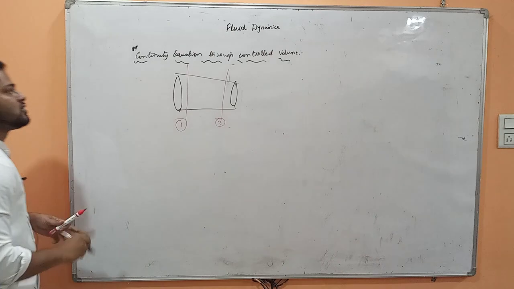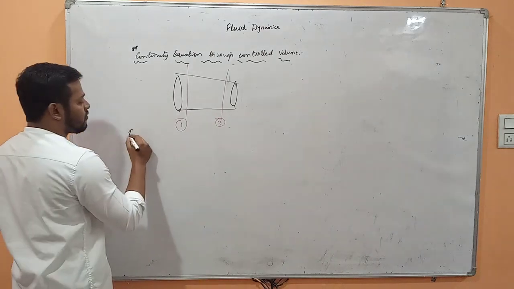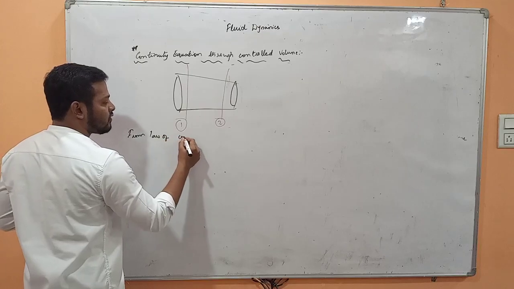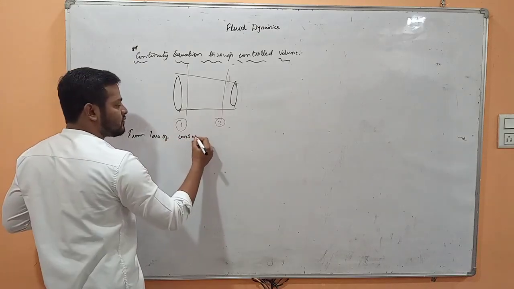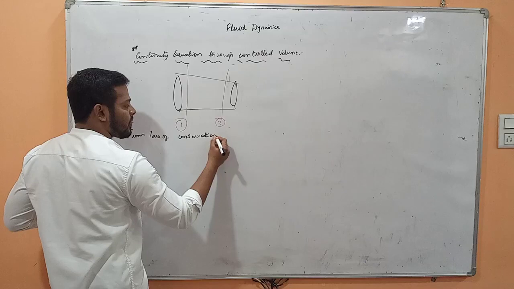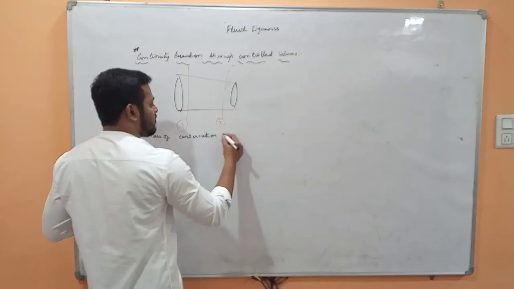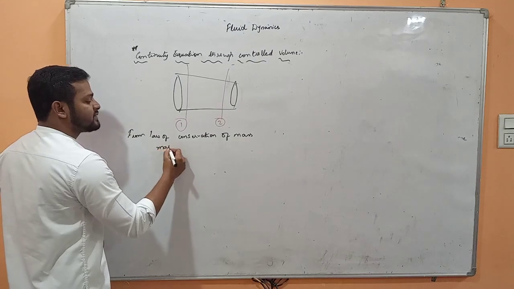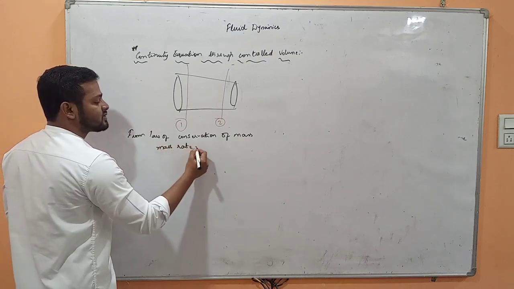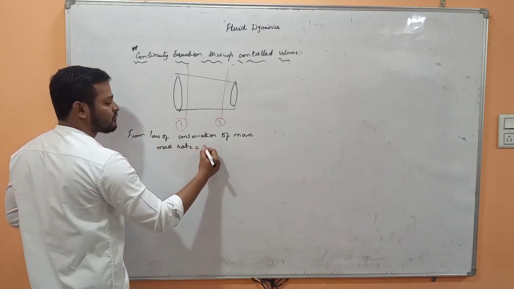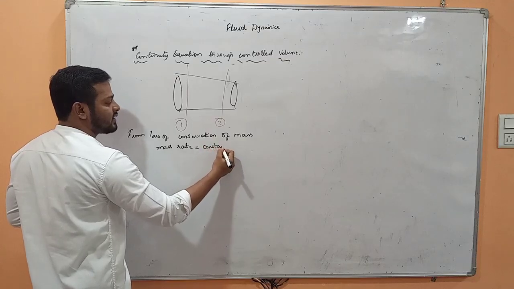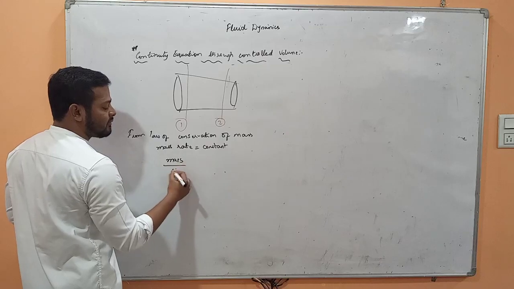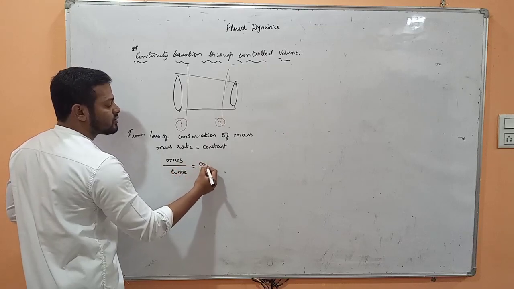section 2. So you can say from law of conservation of mass, mass rate is constant. Mass rate is equal to constant. What do you mean by mass rate? Mass rate means mass by time is equal to constant.